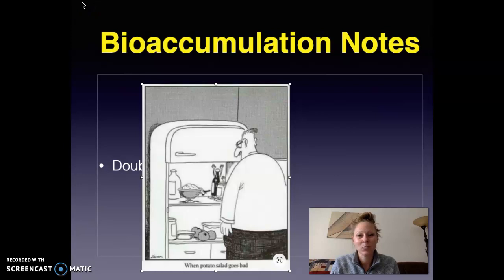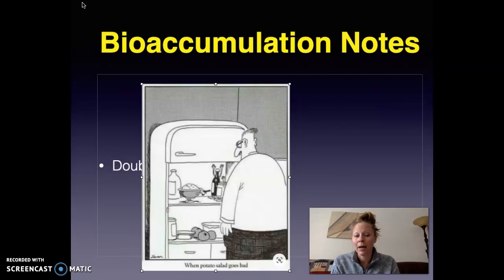Hey guys, last time we talked about how matter cycles through the food chain. So we talked first about how energy cycles through the food chain, and how it is converted from one form, from light energy to chemical energy to kinetic energy, and how at every step, every time it's converted, energy is lost.